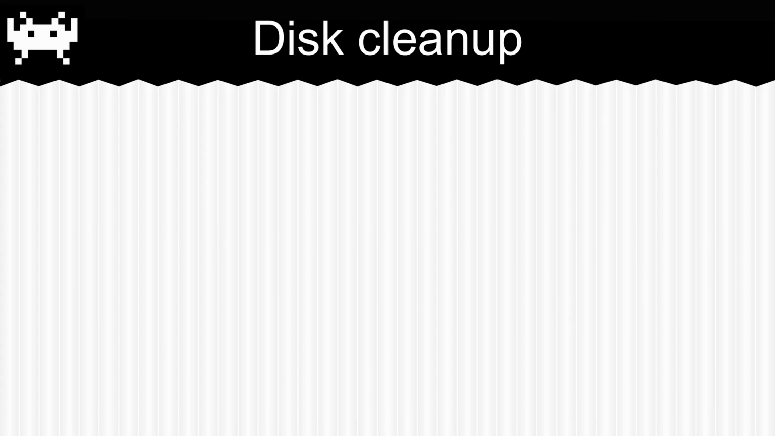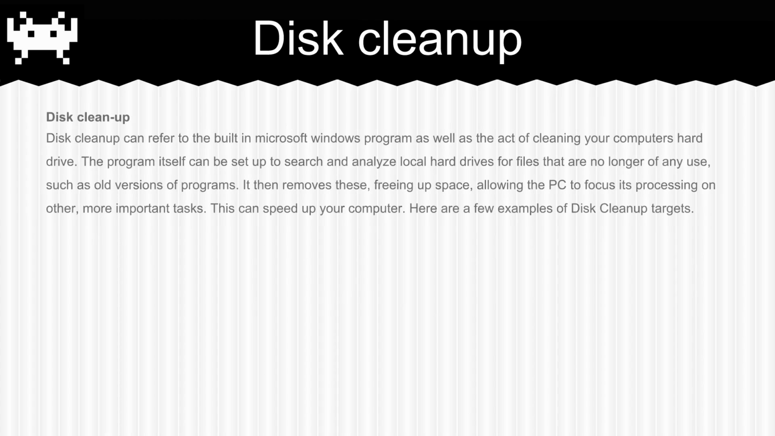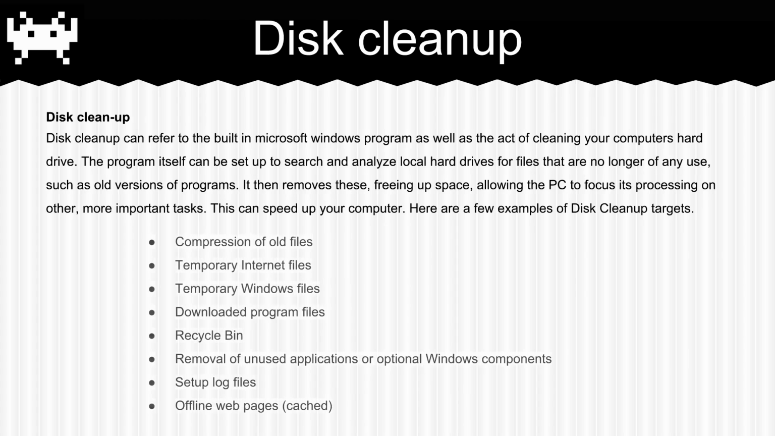Disk cleanup. Disk cleanup can refer to the built-in Microsoft Windows program, as well as the act of cleaning your computer's hard drive. The program itself can be set up to search and analyze local hard drives for files that are no longer of any use, such as old versions of programs. It then removes these, freeing up space, allowing the PC to focus its processing on other, more important tasks. This can speed your computer up. Here are a few examples of disk cleanup targets.